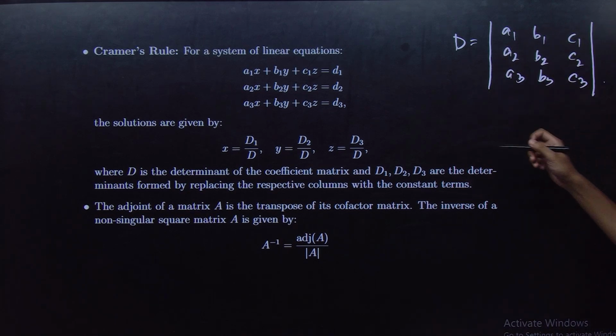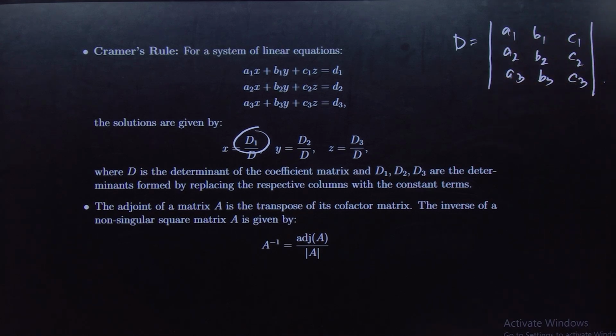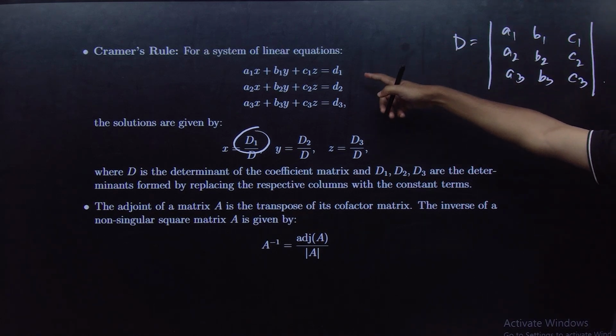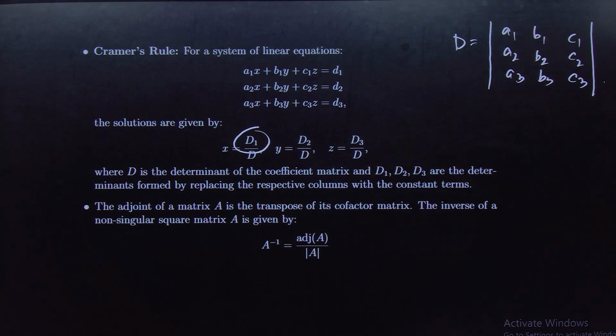And corresponding to every variable, d1 is basically going to be replacing the first column with d1, d2, d3. For y, if you want to find d2, you'll replace the second column by d1, d2, d3. And for z, you'll replace the third column by d1, d2, d3, okay?